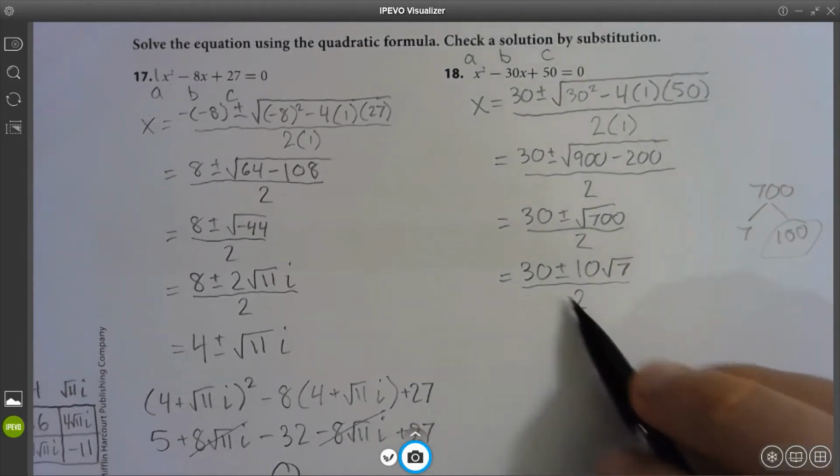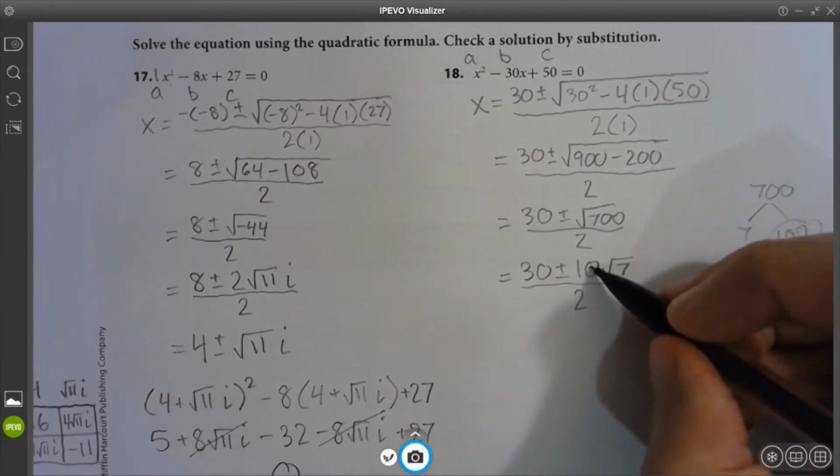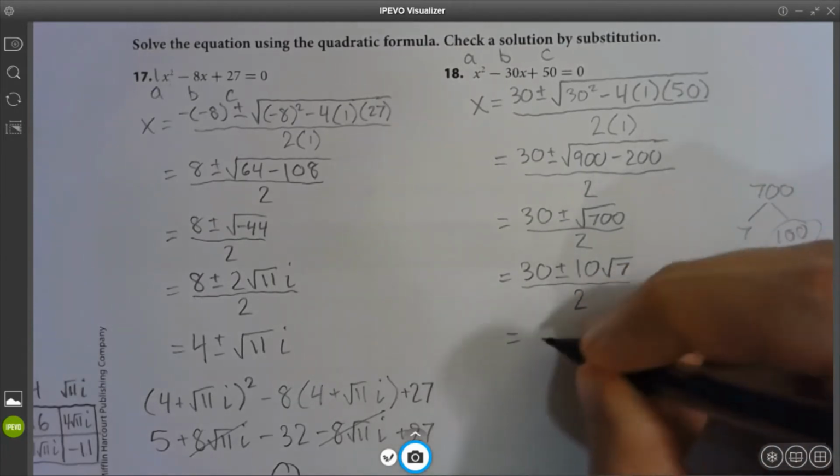One more time, we can do some simplifications with the division. 30 divided by 2 is 15. 10 divided by 2 is 5.